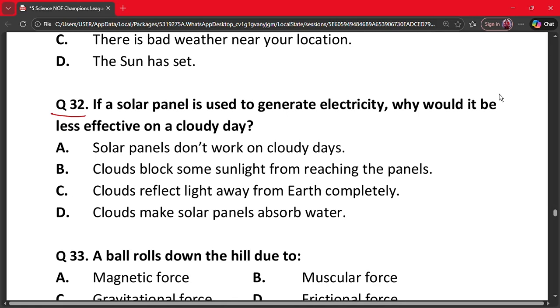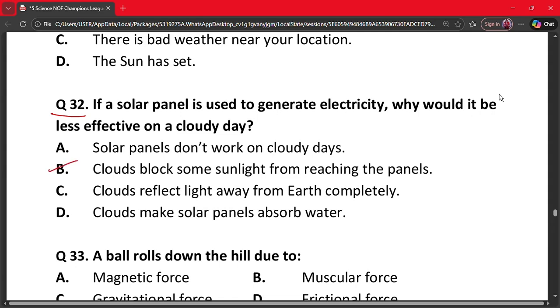If a solar panel is used to generate electricity, why would it be less effective on a cloudy day? A. Solar panels don't work on cloudy days. B. Cloud blocks some sunlight from reaching the panels. C. Cloud reflect light away from Earth completely. And D. Clouds make solar panels absorb water. The correct answer is option B.